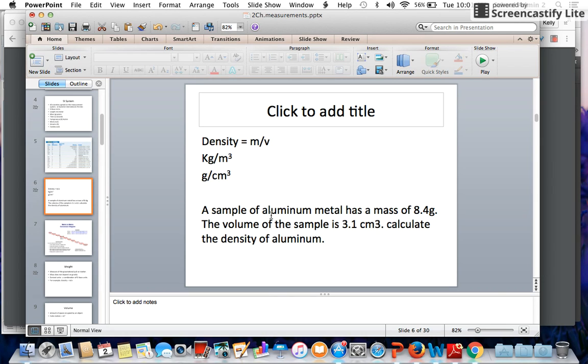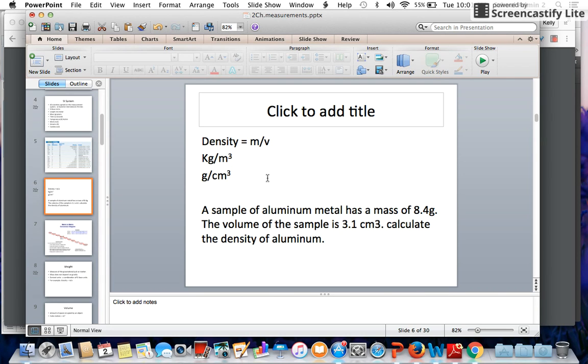So here's a practice problem. A sample of aluminum metal has a mass of 8.4 grams. The volume of the sample is 3.1 centimeters cubed. So to calculate the density, you take the mass. So the units for density can be grams per centimeters cubed, kilograms per meter cubed, just as long as you, in your answer, you put the correct unit.